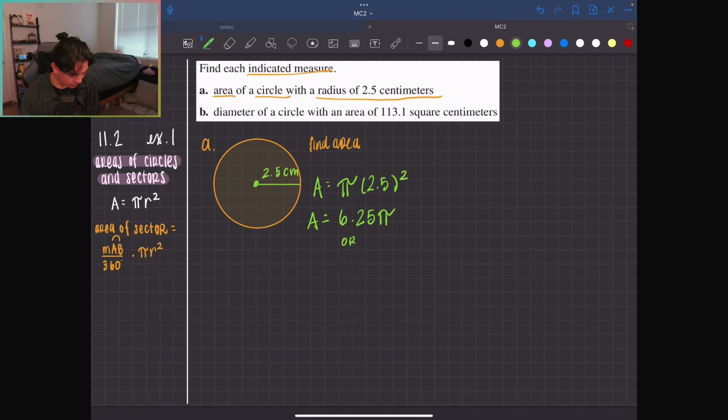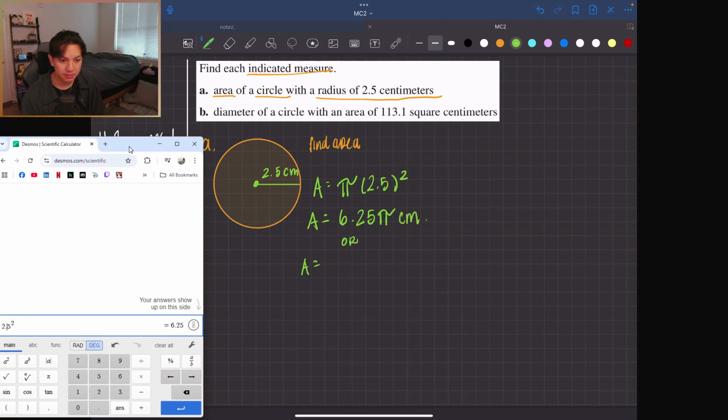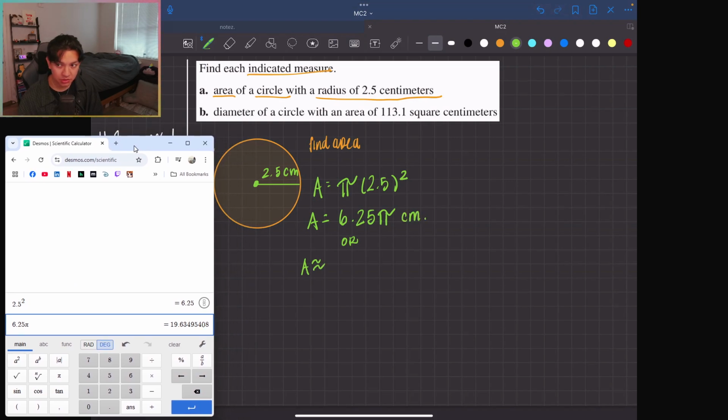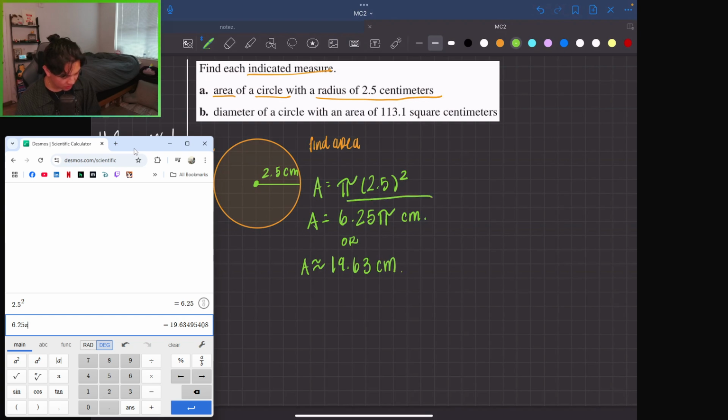Or let's find out what it actually is if we were to multiply it out. So 6.25 times pi is going to approximate to about 19.63, and I'm going to round to 2 decimal places, centimeters. So both of these solutions are correct. Just depends on what it is we're looking for.